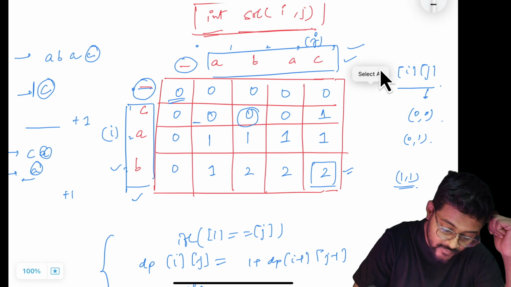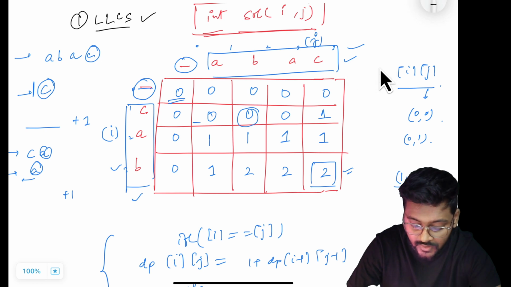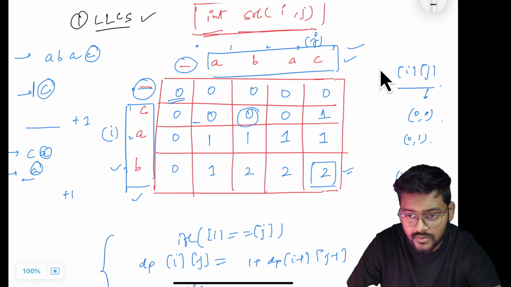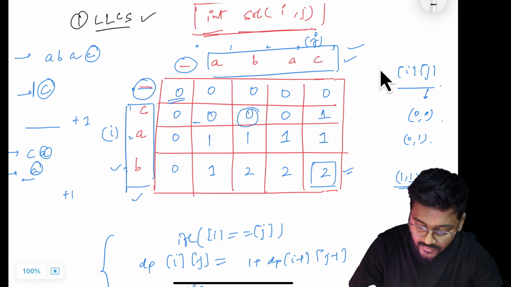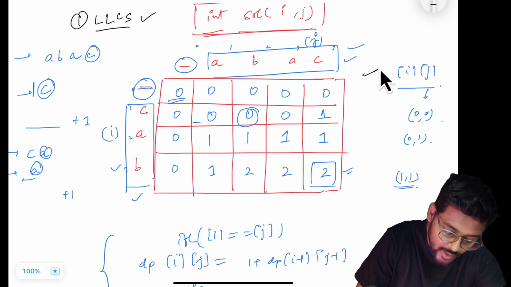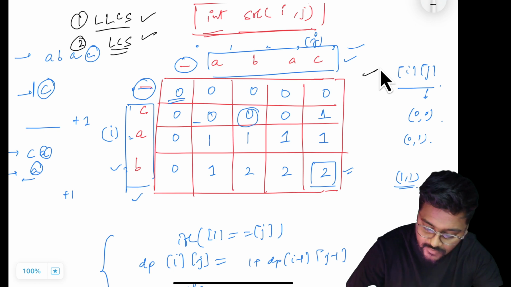See, first part is done. Length of longest common subsequence. See why I'm figuring out length, because that is very easy to understand, and you must have already done this question. Fine. Just filling out the table. Now let's try to derive the longest common subsequence from this table.